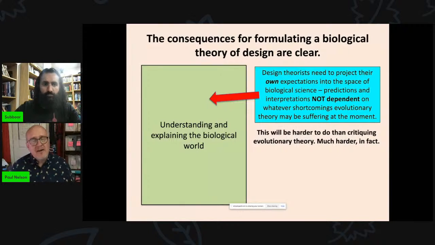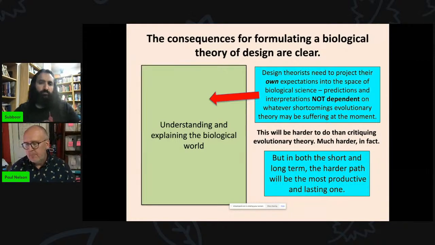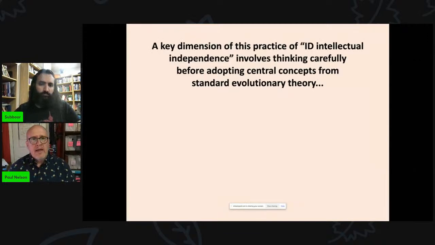Now, this is hard. In fact, it's much harder than simply critiquing evolution. But in the long run, and the short run for that matter, it will be by far the most productive approach. All right. One dimension of this practice, which I'm going to call intelligent design intellectual independence, involves thinking carefully before you adopt concepts from standard evolutionary theory.